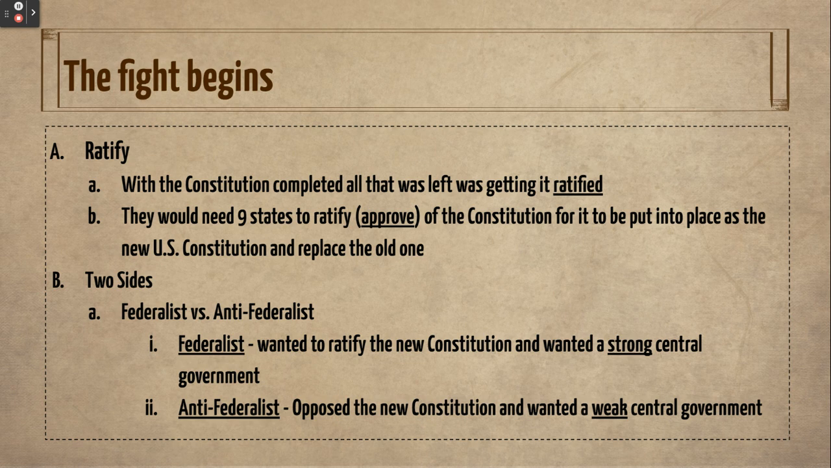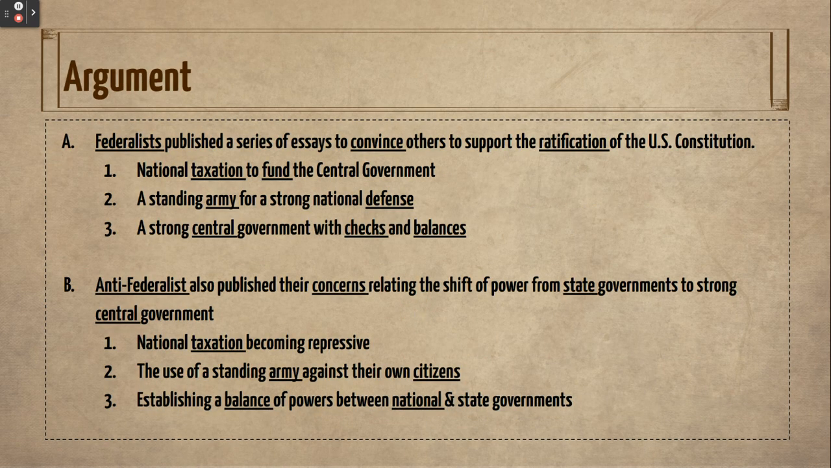We immediately see two sides start to form. We have the Federalists and we have the Anti-Federalists. The Federalists wanted to ratify the new Constitution and wanted a strong national government. The Anti-Federalists opposed the new Constitution and wanted a weak national government. So they were complete opposites. A political fight breaks out as each side tries to convince the public and ratifiers of which side is right and which side is wrong. Each side has valid points.